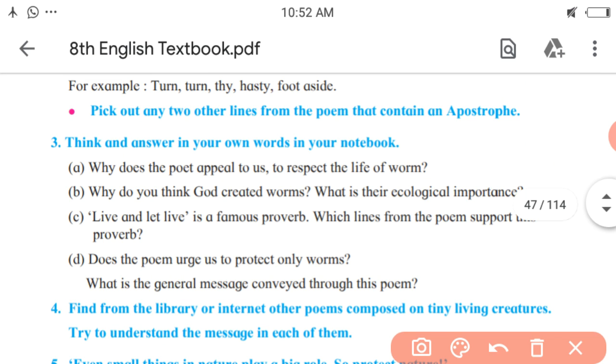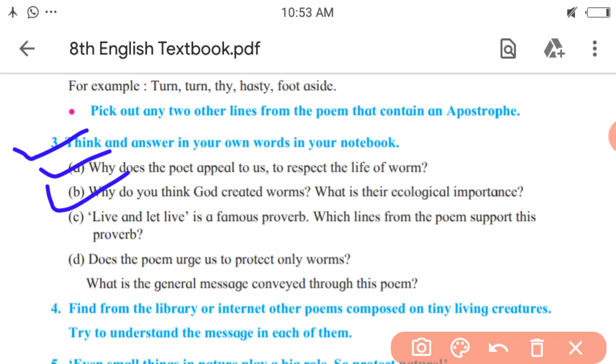Next question, third, think and answer in your own words in your notebook. Here is the first. Why does the poet appeal to us to respect the life of the worm? So, as it is given throughout the poem, the message is that we don't have any right to take the life of any living being as we can't give it. All living beings have got the freedom to enjoy the bounty of nature, and whatever life period they have got from God, they are there to enjoy. So we must not take that freedom, we must not take their life, and we should let them enjoy their freedom, enjoy their life. So this is all about it. Put all this in proper sentences to write the answer of this question.